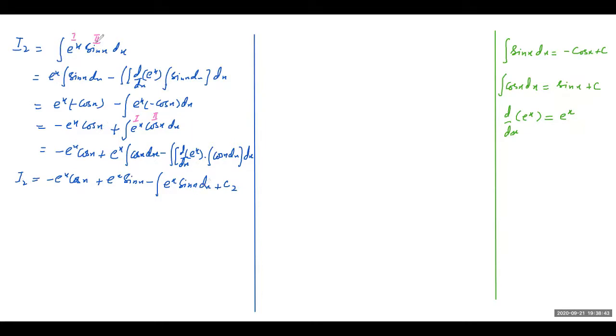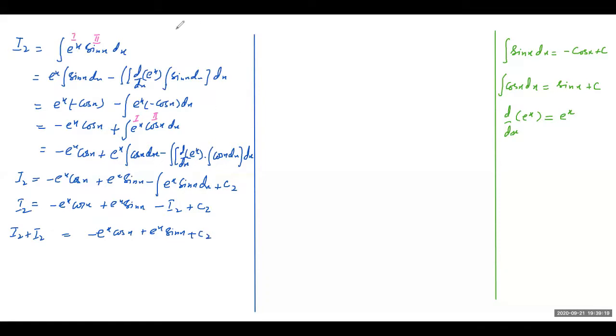What is I2? I2 is equal to integral e^x sin x dx. What do we get here? Integral e^x sin x dx. It means this is I2. So I'm going to write I2 here. I2 is equal to minus e^x cos x plus e^x sin x minus I2 plus C2. Now bring this I2 over to this side and you will get I2 plus I2, and on this side you will have minus e^x cos x plus e^x sin x plus C2.